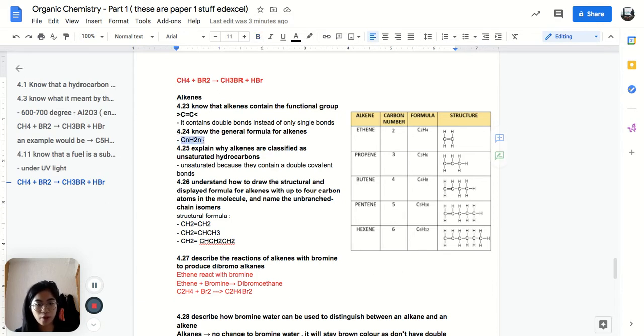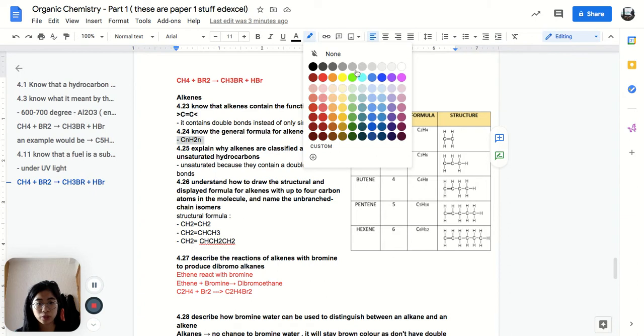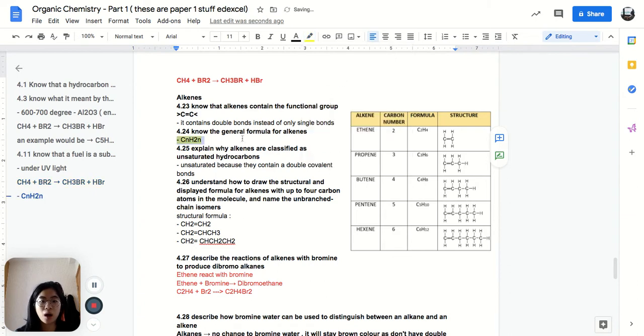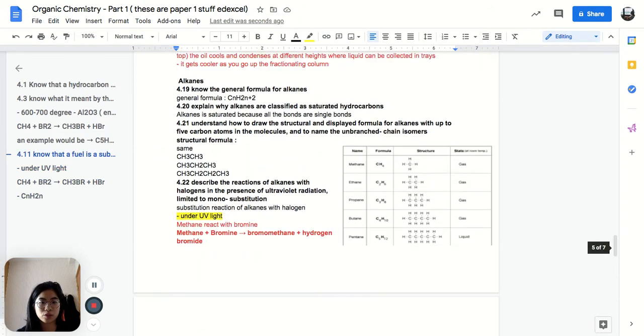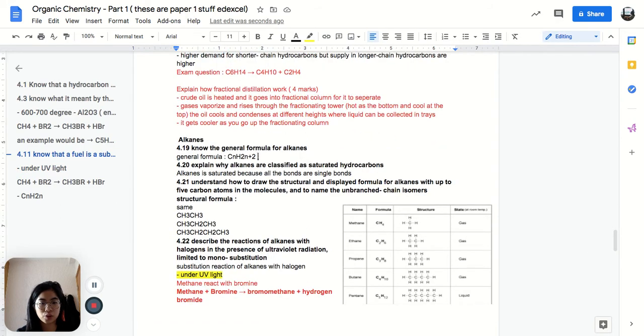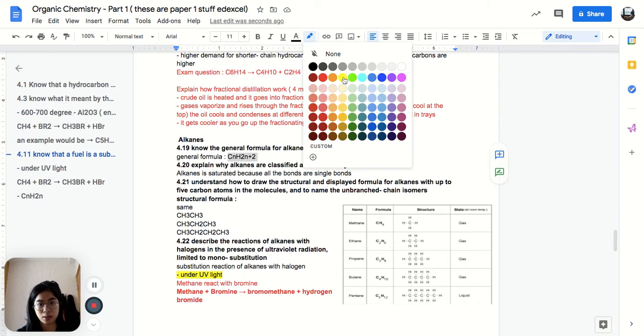So that is the general formula. It is really important to remember the general formula because they love asking you what is the general formula of alkene, what is the general formula of alkane. So you've got to remember that. I'm just going to highlight this for you guys too, so that you remember how it is.